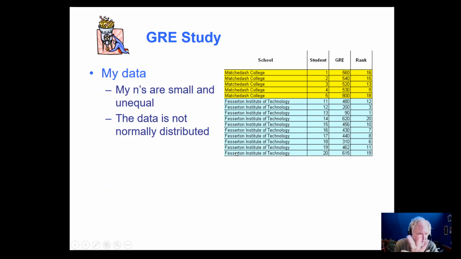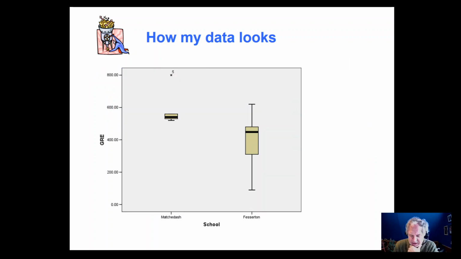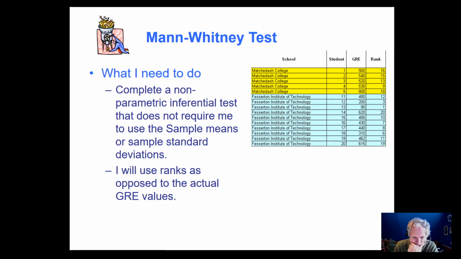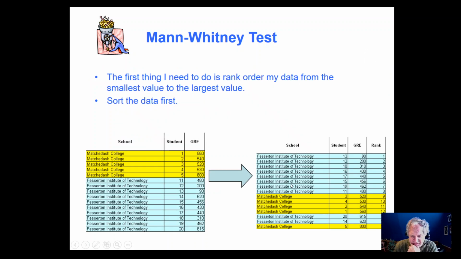The Mann Whitney is actually really easy to calculate. You're not going to have to do it by hand, but if you wanted to, you can have some fun. It's more of a manual calculation. Okay, so what I do is rank order the data. I take the data and rank order it from the lowest GRE score to the highest.